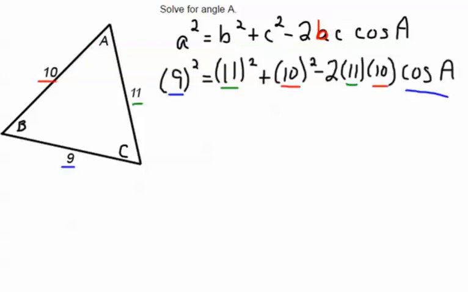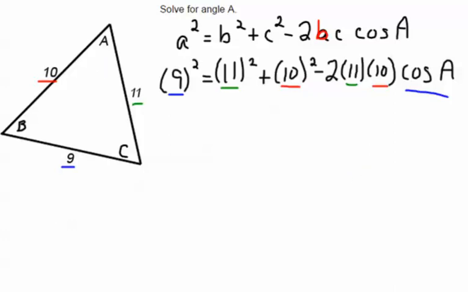So all we have to do is substitute the values that we know into the formula. We know that side A is 9, so we put 9 in for side A. We know that side B is 11 and side C is 10, so we put those in their two spots each. Cosine A. Angle A is the only thing now that we have to find because everything else is given. So now all we have to do is manipulate this formula to get our answer.